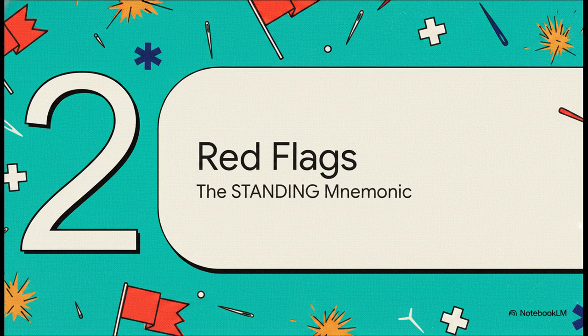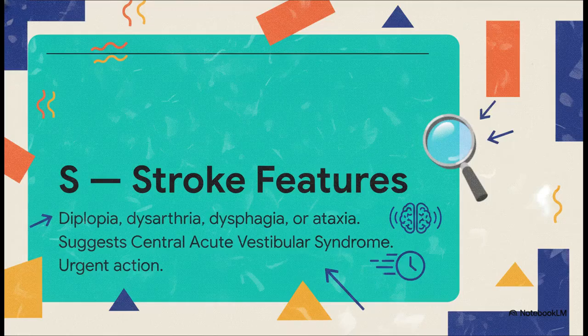This is probably the most critical part of any vestibular assessment, spotting those red flags that mean you need to act and act now. This is where the STANDING mnemonic becomes your go-to checklist for finding those needles in the haystack. First up, S is for stroke features.